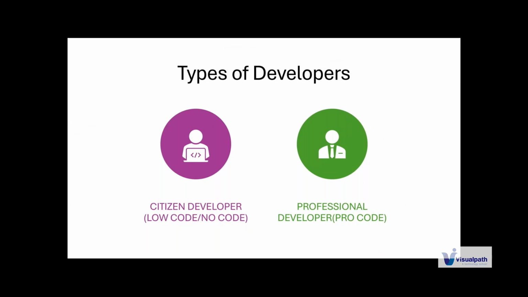Generally, we'll start with the session. In the IT industry, we have two types of developers: professional developers and citizen developers. Professional developer means pro code developer. Whenever there is a requirement of development, these developers typically choose technologies like Java, .NET, React, Angular, and then SQL. They choose these technologies and then develop applications.